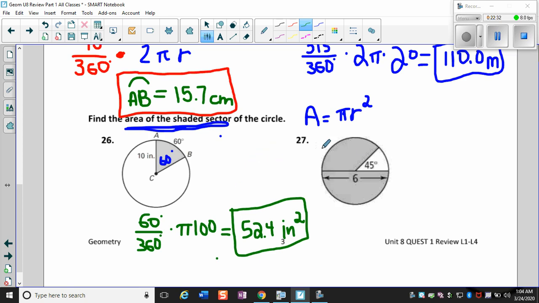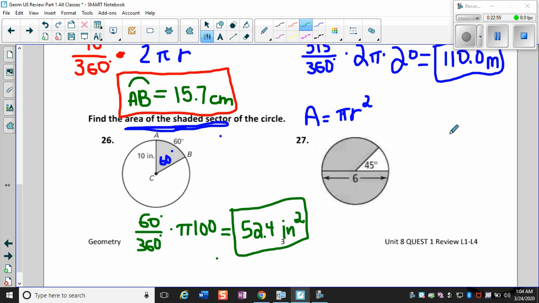Okay, 27. Notice how most of 27 is all shaded. It's almost like this whole circle. It's all shaded except for this one tiny piece. And the tiny piece that's not shaded, that angle is 45 degrees. So what do you think is going to be the fraction that we're going to use to find the area of the shaded circle for 27?